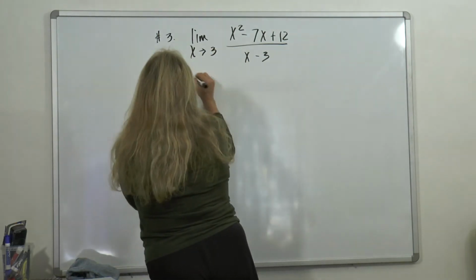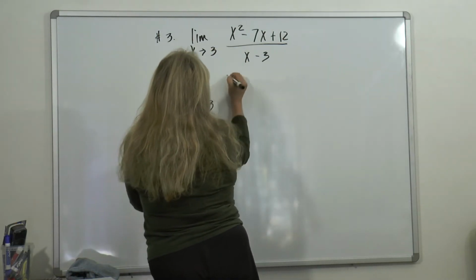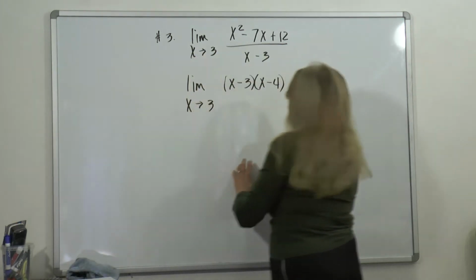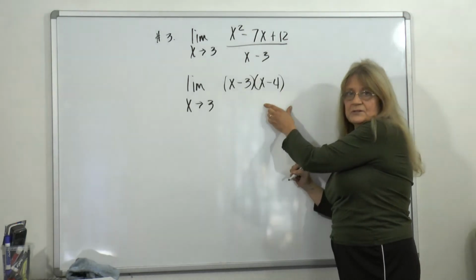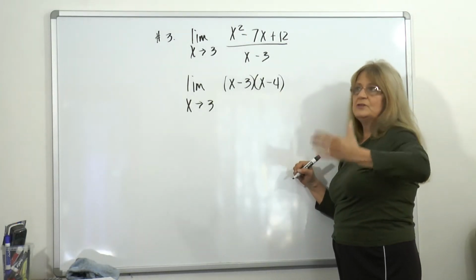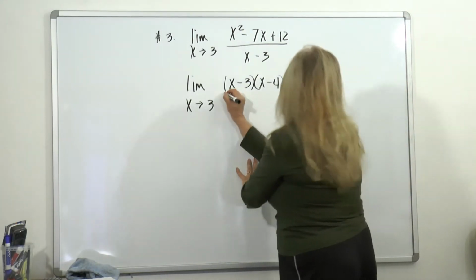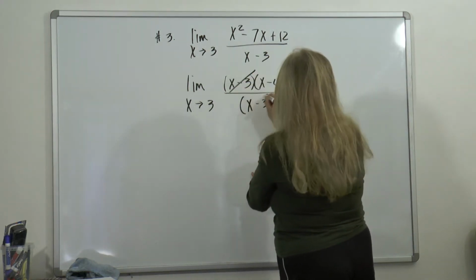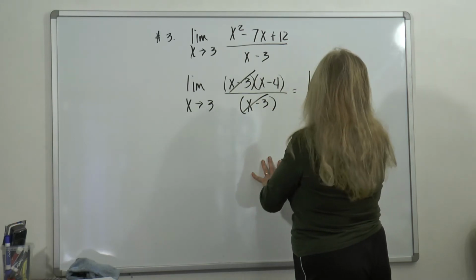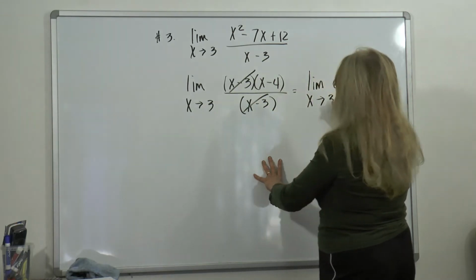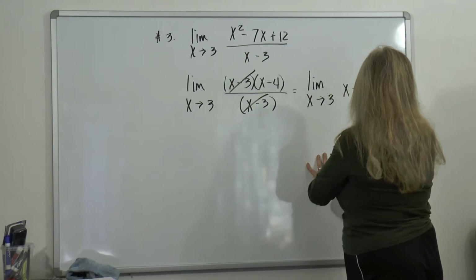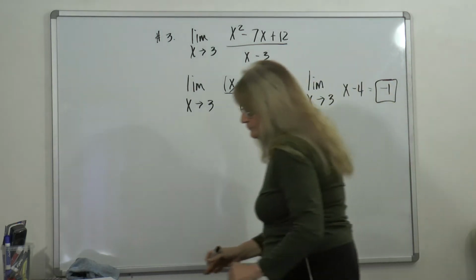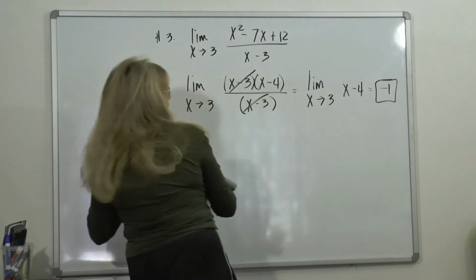So it's going to be x minus 3 times x minus 4. Now remember, it doesn't matter which one of these I write first. The order of multiplication doesn't matter. 2 times 3 is the same as 3 times 2. So that doesn't matter. And down here we have this. Now I can cancel. So now I have the limit as x goes to 3 of x minus 4. Well, 3 minus 4 is negative 1. That's not too bad, right?